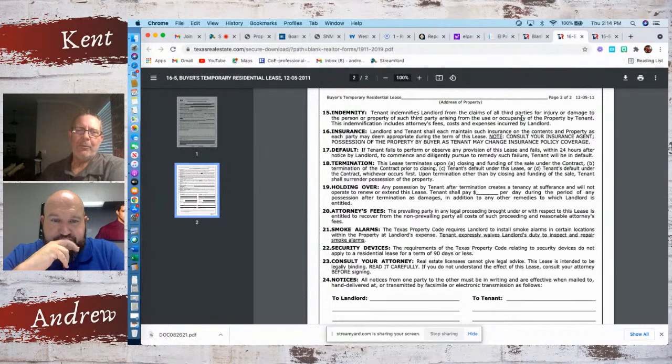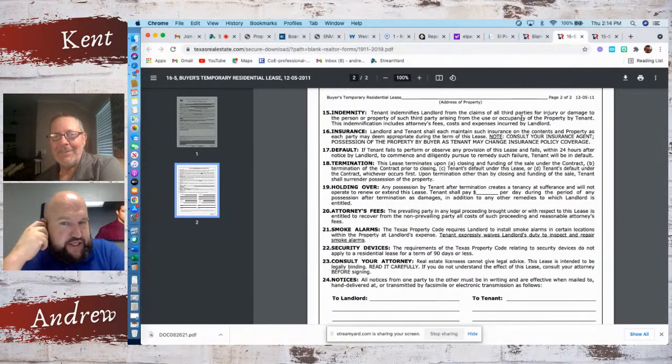Yeah, I've always made it a rule of thumb on holdovers that you need to make it where it's going to cost them more to stay in the house than it would if they had to go get a hotel. Exactly. Again, the attorney section, the prevailing party in any legal proceeding brought under or with respect to this lease is entitled to recovery from non-prevailing party of all costs of such proceedings and reasonable attorney's fees.